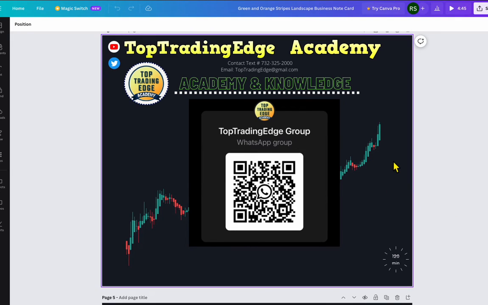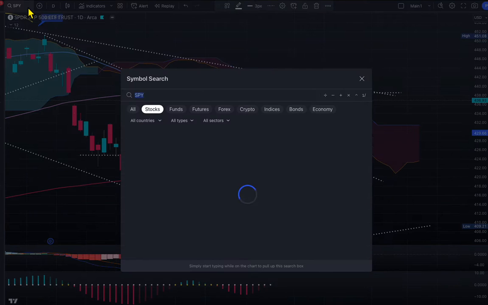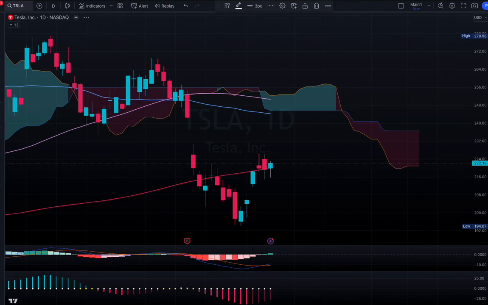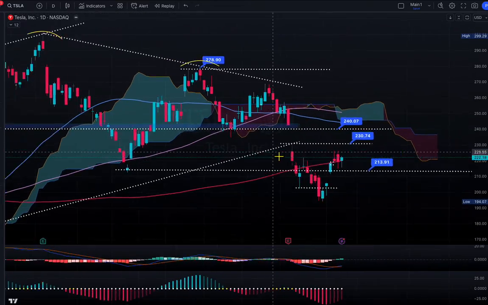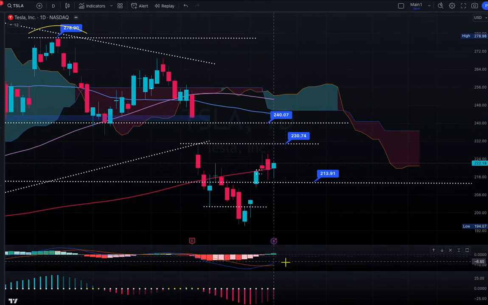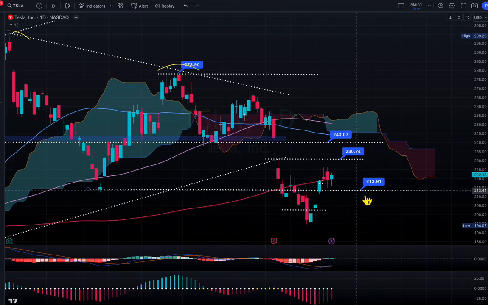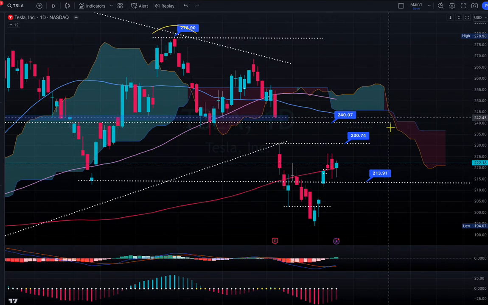All right, now let's take a look at Tesla. Tesla MACD cross right here, but no squeeze, nothing. So still we are in the bear territory. Okay, Tesla is in a bear territory and we have a bounce. So this is a little bullish.